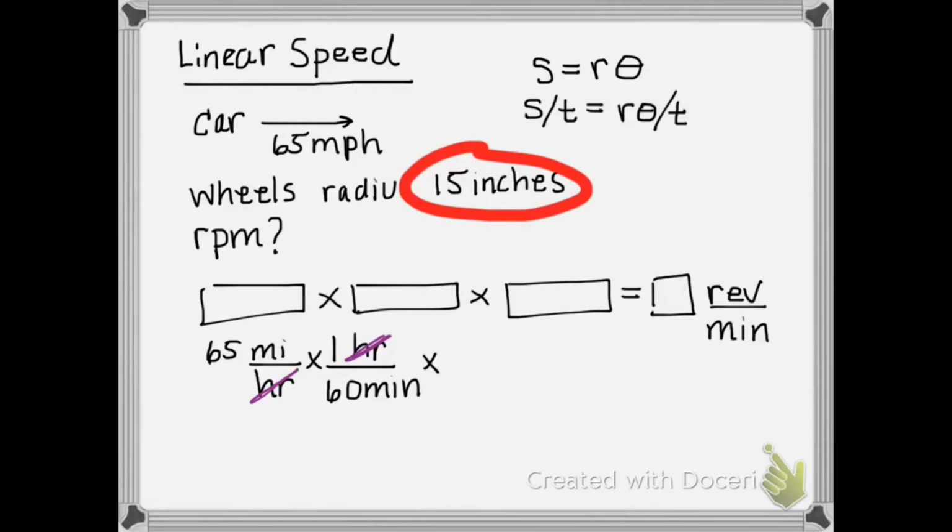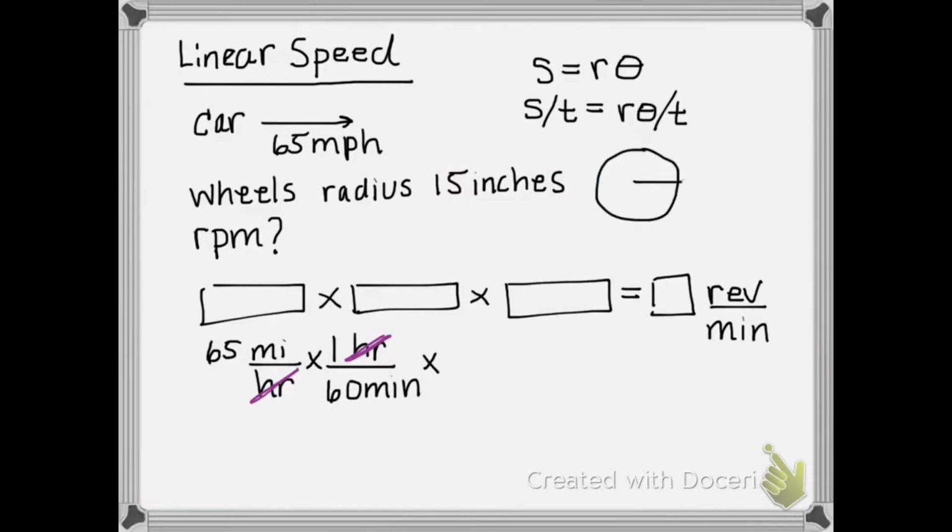That's the breakthrough there, is to realize that this 15 inches, I can do something with that. So if I've got a wheel that has a radius of 15 inches, I can find out the circumference of that wheel, right? And the circumference has something to do with the revolutions.